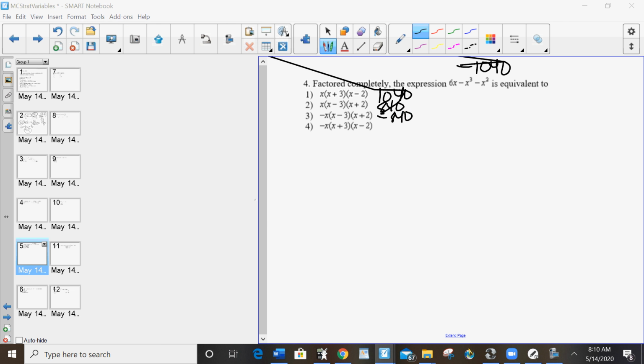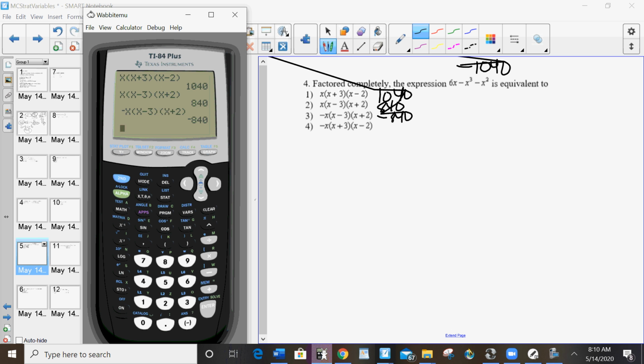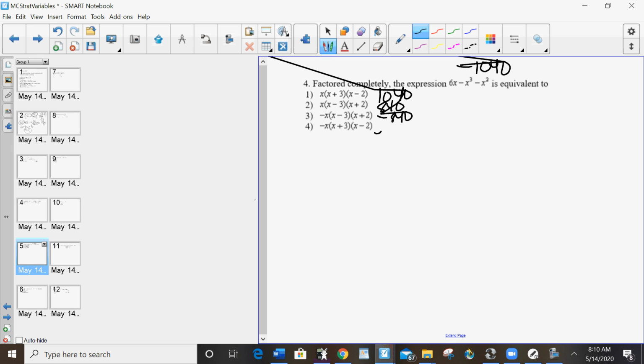And then the same thing, the bottom one is the same as choice 1. So I could also just put the negative first. That might make more sense. And I get negative 1040. Choice 4 is your answer.